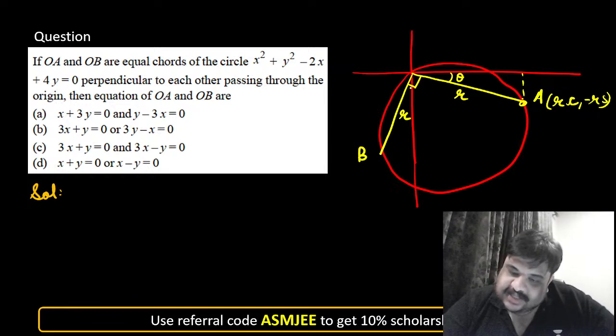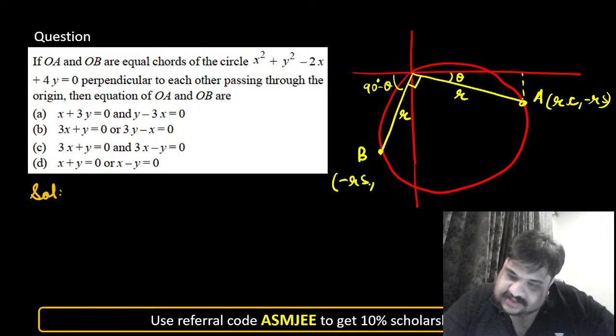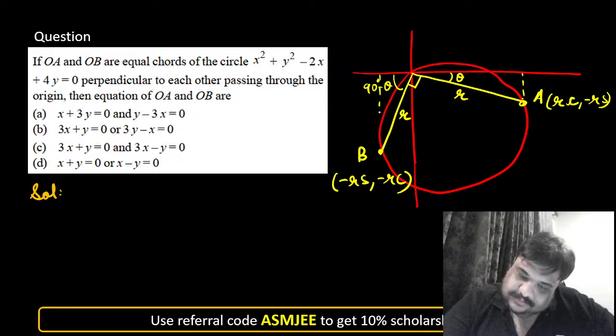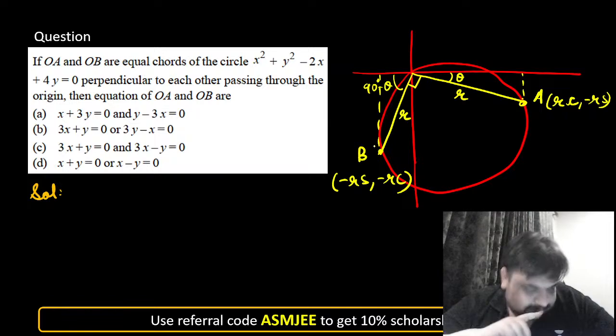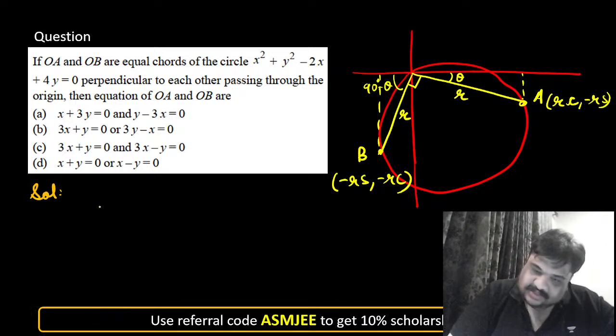Now this is theta, this is 90, so this must be 90 minus theta. So this point will be R cos(90 minus theta), so minus R S comma minus R C. This is the next point. Okay. So now we'll substitute these points here in the circle x square plus y square.